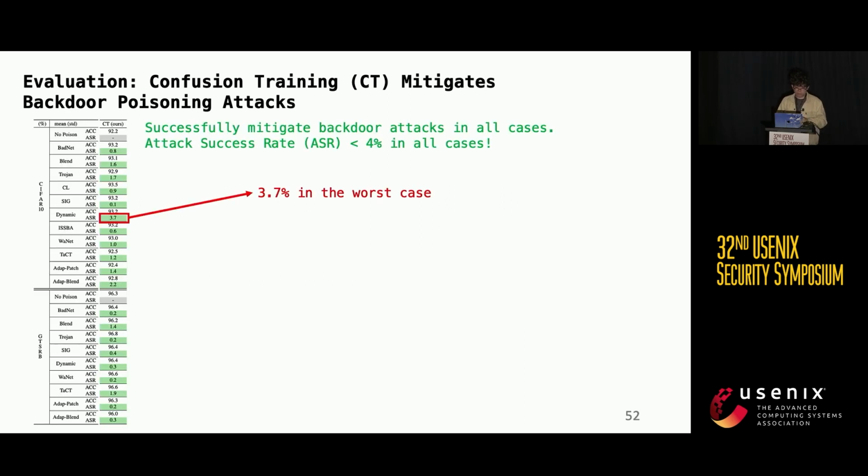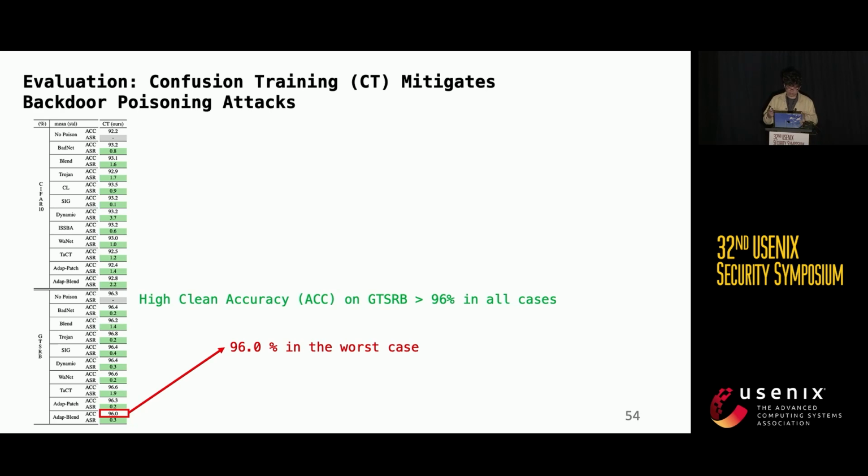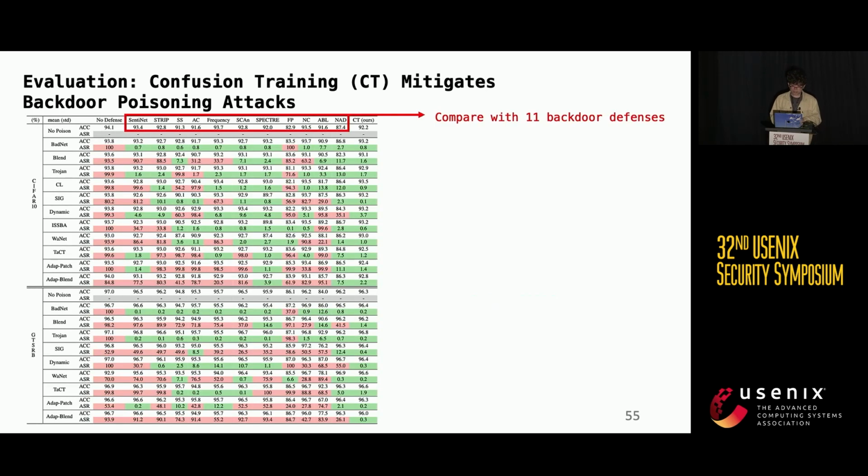We find that our approach is similarly effective. After using our poison detection and eliminating all poison samples, we can successfully mitigate backdoor attacks in all cases. The attack success rate is controlled under 4% in all cases. And also, we still achieve high clean accuracy on CIFAR10, over 92% in all cases, and also high accuracy on GTSRB, over 96% in all cases.